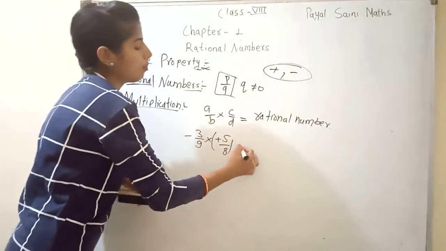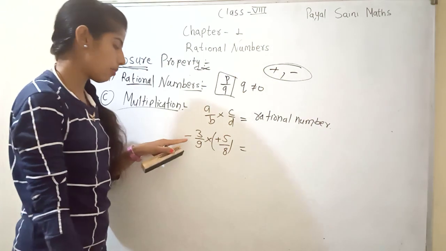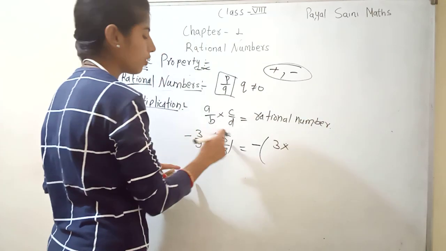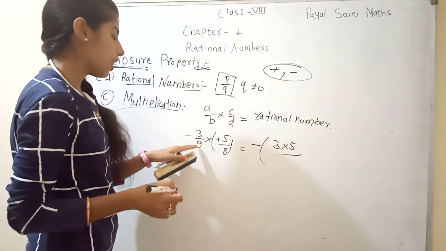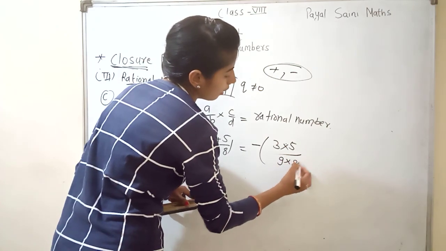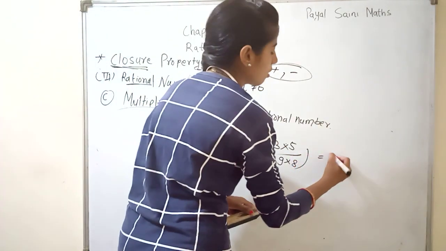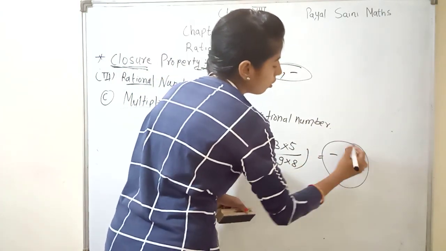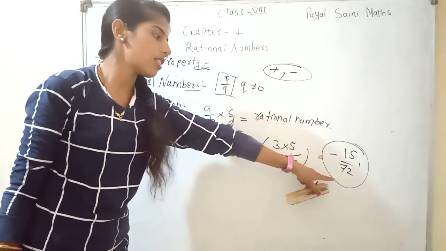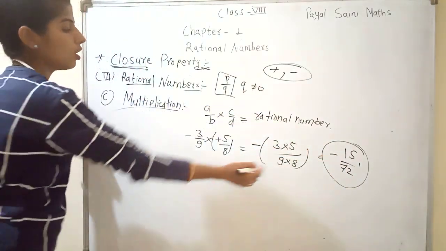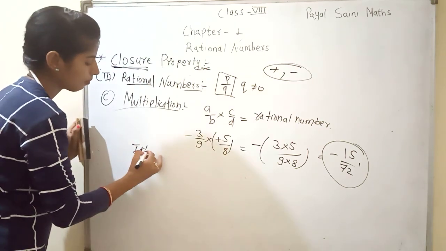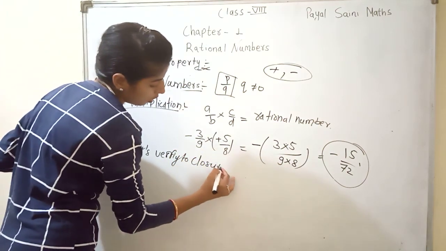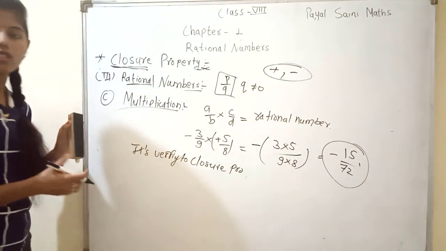First, what do we do? Multiply the signs. Minus into plus is minus, and now we multiply numerator with numerator, 3 multiply with 5, and denominator with denominator, 9 multiply with 8. The sign is minus, and 3 fives are 15 and 9 eights are 72. So you can see minus 15 by 72. Its answer is also a rational number. Then we can say it's verified to closure property.